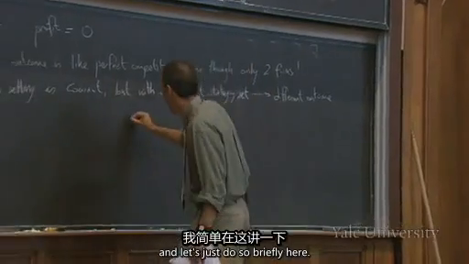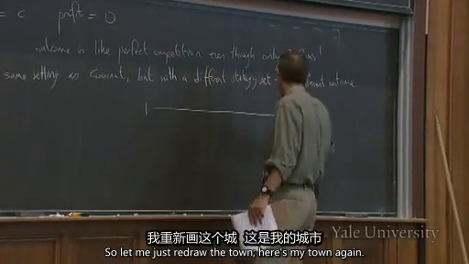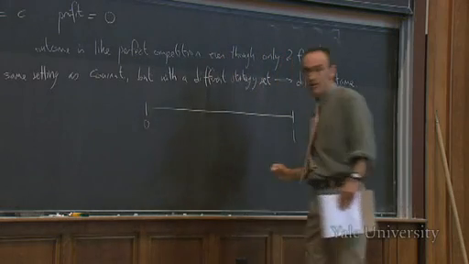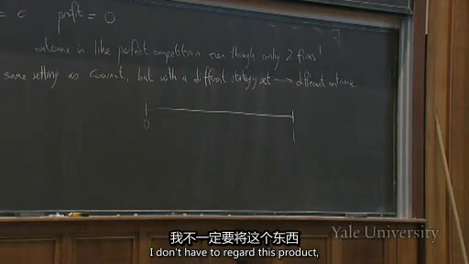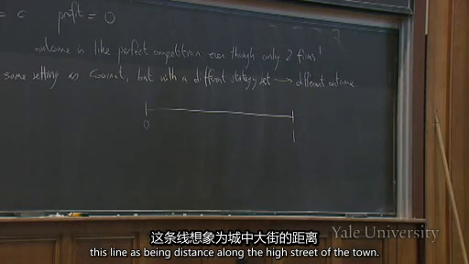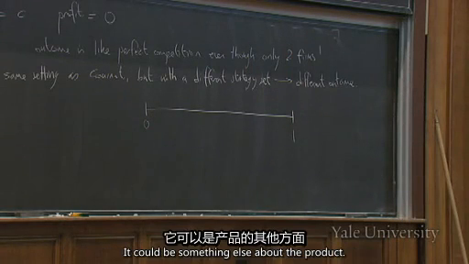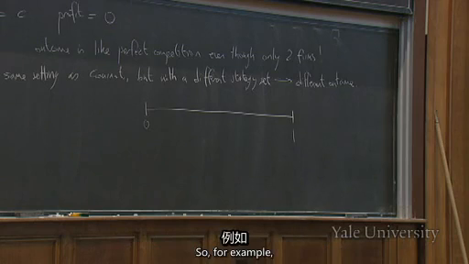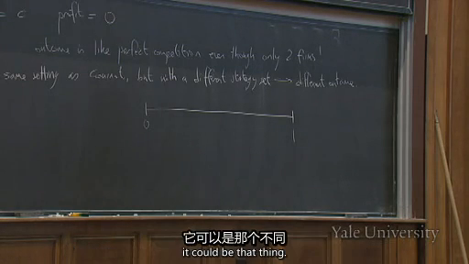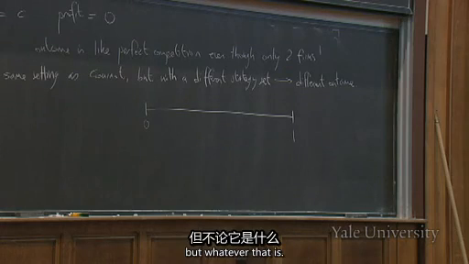Let's just do so briefly here. So let me just redraw the town. Here's my town again. All right? I don't have to regard this line as being distance along the high street of the town. It could be something else about the product. So, for example, in whatever it is you guys imagine makes Coke and Pepsi different, it could be that thing. I don't quite know what that is, but whatever that is.